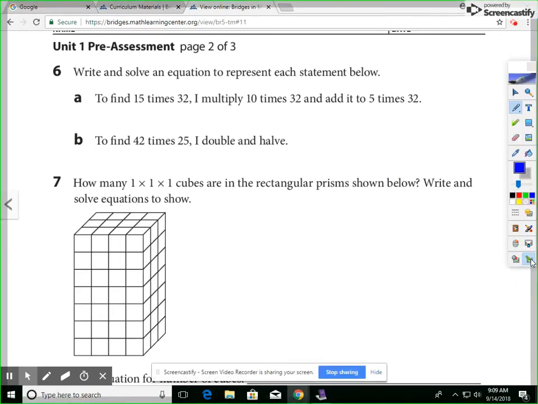All right, here is page 2 of our study guide. Number 6 is write and solve an equation to represent the statement below. So this time we do have to solve it, just like number 5, but this time we're finding the final answer. So 15 times 32.